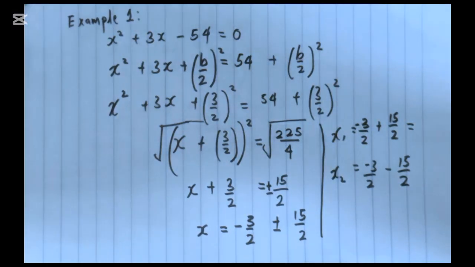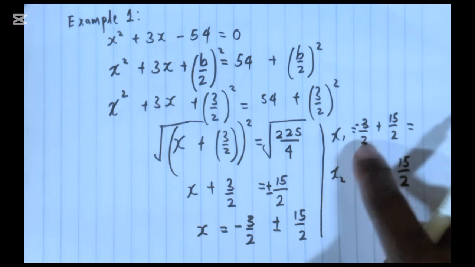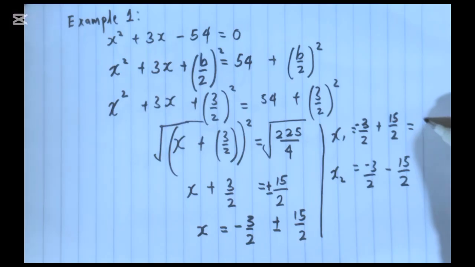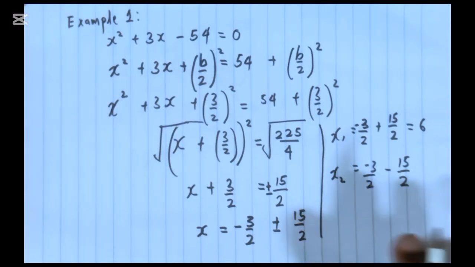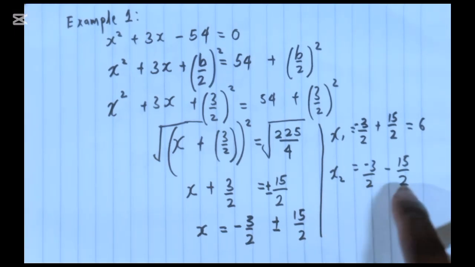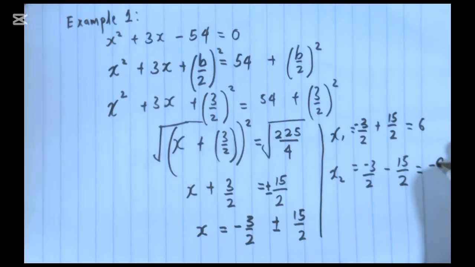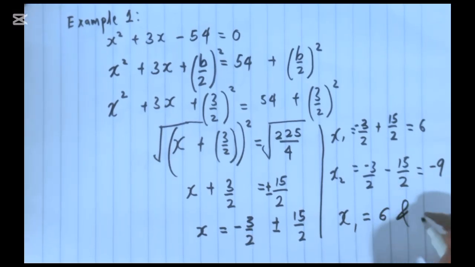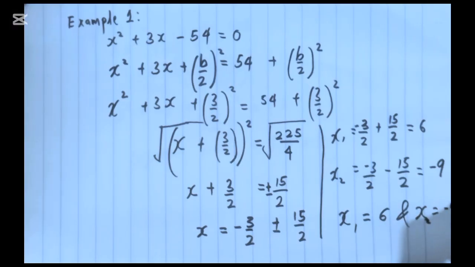So when you do your math, negative 3 all over 2 plus 15 all over 2 is equal to 6. So x1, the first root, will be equal to 6. And for the value of x2, you will notice that this will give you negative 9. So there it is: the first value of x is 6, and x2 is negative 9. This is how we use the completing the square method to solve these problems.